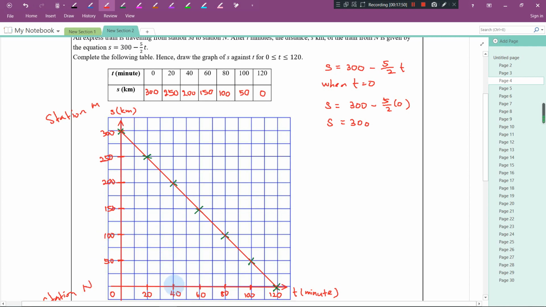So after 40 minutes, the train gets even closer to station N. Now it is 200 kilometers from station N. So after 120 minutes, you will notice that it is 0 kilometers from station N. It means that it already reached station N. Okay, I hope that you can understand this graph well. Okay, so let's proceed to the next example.